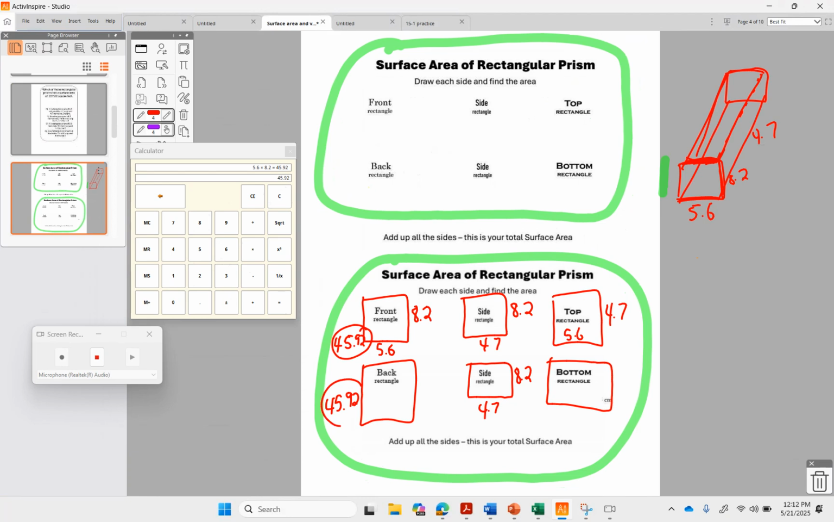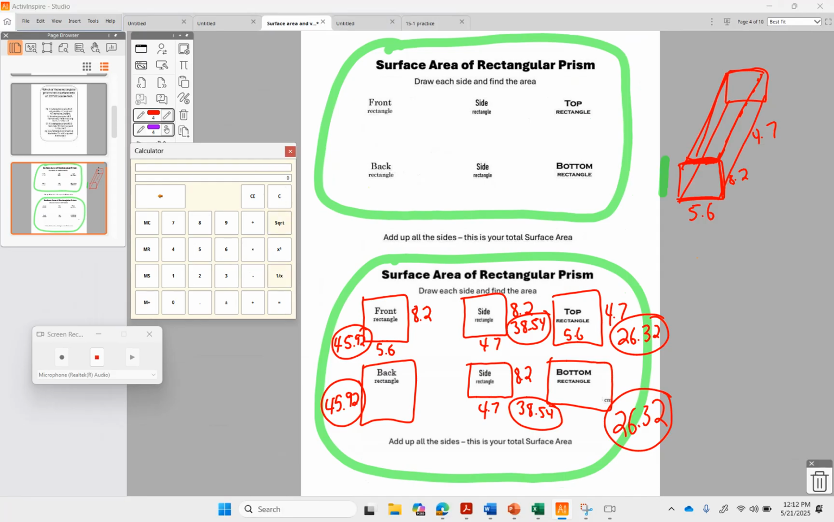Okay, the next one, 8.2 times 4.7 is 38.54. 38.54. And the last one is 5.6 times 4.7. So, I should have done this up there. Oh, you get the point. Well, we'll make it look better in a minute.